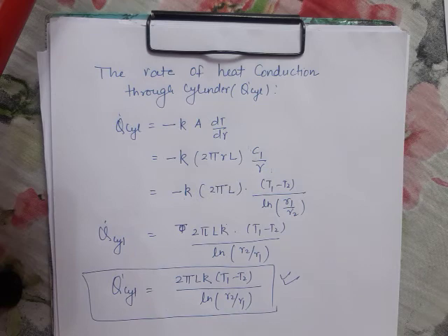Thus we have completed two cases in one-dimensional heat conduction: one is the plane slab, another one is the hollow cylinder. Now we will derive, in the next lecture, an expression for the rate of heat conduction through a sphere under steady conditions and in one dimension.